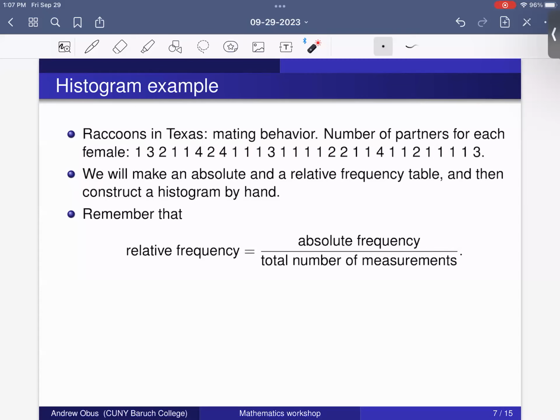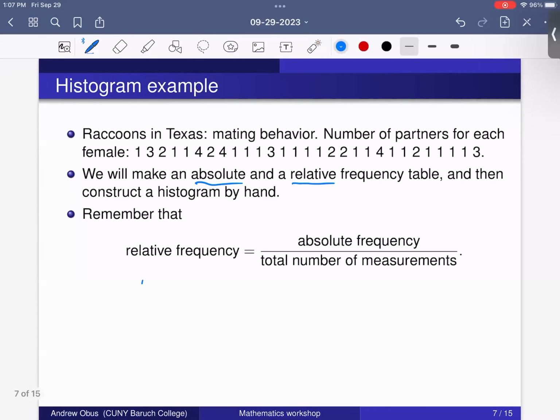And remember, what is the difference between absolute frequency and relative frequency? Well, the absolute frequency is just the number of times the measurement occurs, and the relative frequency is the percentage or the fraction of the whole that's represented by the number of occurrences. Okay?